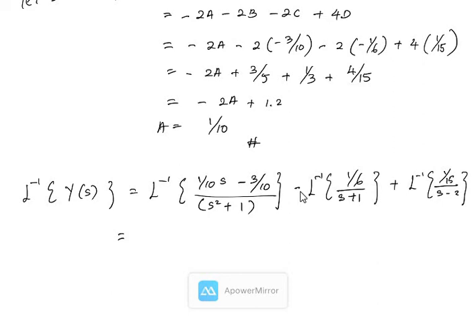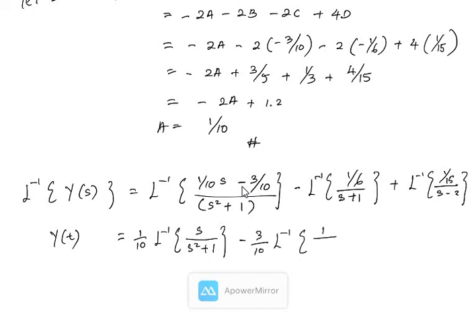So inverse Laplace transform of Y(s), we get y(t). So we take out the constant 1 over 10, and then inverse Laplace transform of s over s squared plus 1. And then we take this one, since we have the operation of minus, we can split into 2. Also, I take out the constant. We left 1 over s squared plus 1. And then we take out the constant again of 1 over 6, and then inverse of 1 over s plus 1. And then we take out another constant, and we left 1 over s minus 2.